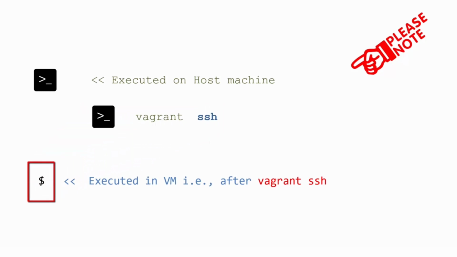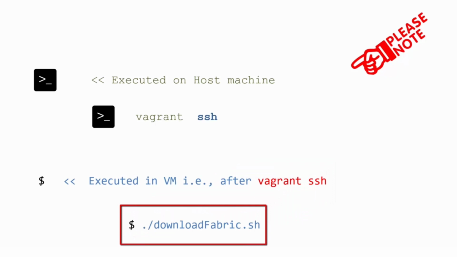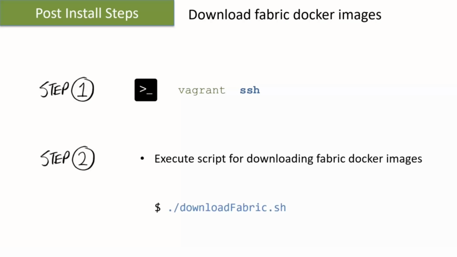When you see this prompt, that means the command is being executed in the VM. That is, after you have logged into the Vagrant by using the command vagrant ssh. And so this command will be executed on the VM terminal prompt. The first thing that we are going to do is download the Fabric Docker images. And to do that, we'll log into the virtual machine using the vagrant ssh, then execute the script download-fabric.sh. And this will pull the images for Fabric and install in the virtual machine registry.